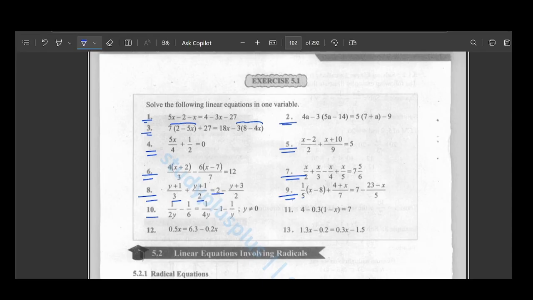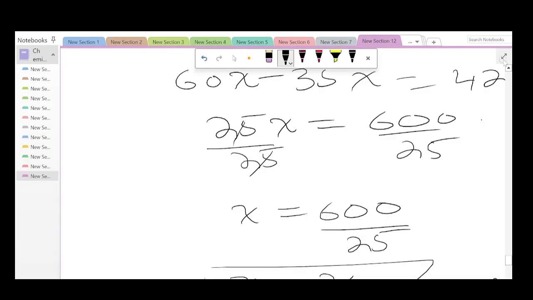Now let's move on to question number 10. Here we have 1 by 2y minus 1 by 6 is equal to 1 by 4y minus 1 by y. And they also stated that the value of y is not equal to 0. So how are we going to solve this expression? Firstly, we are going to arrange y with y and the numeral with the numeral. So here we have 3 y's: 2y, 4y and 1y. So we are going to arrange them first, and then we are going to arrange the numerals, which is 6 and 1, and then we are going to try to change their denominators and make them the same. Okay, so let me try.